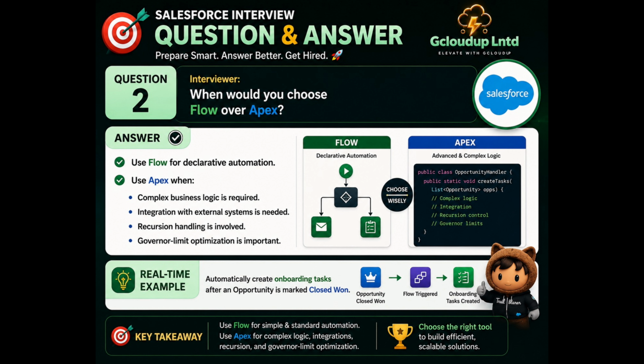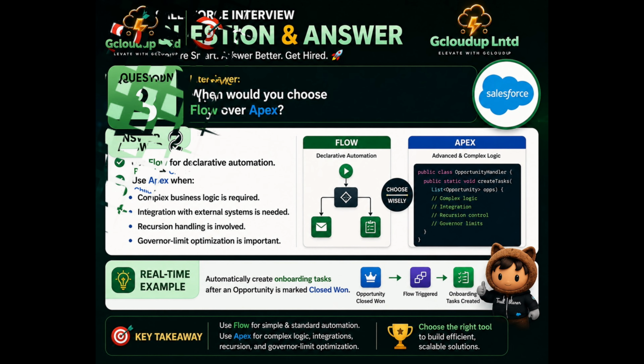For example, automatically creating an onboarding task when an opportunity becomes closed won can easily be handled using Flow. But if you need to integrate with an external ERP system or implement advanced logic, in that case you need to go with Apex, because Apex is the better choice for that.